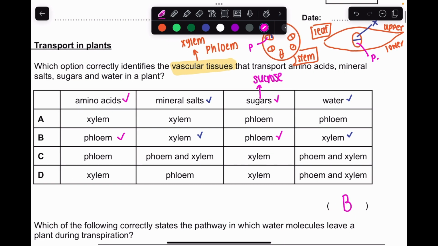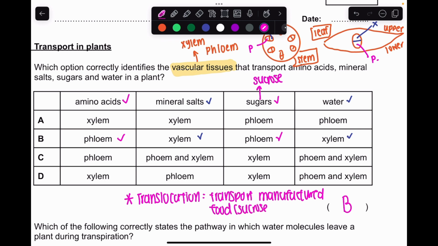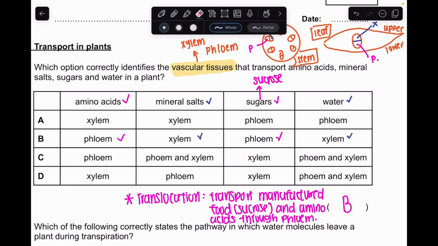At this point, let me remind you of one of the important words in our syllabus, that is translocation. You need to be aware that translocation is the transport of manufactured food in the form of sucrose, as well as amino acids through the phloem. So essentially, translocation is just transport of food. Remember, as the plant makes food, food is made in the form of glucose, but in order to transport it, they have to convert the glucose into sucrose.